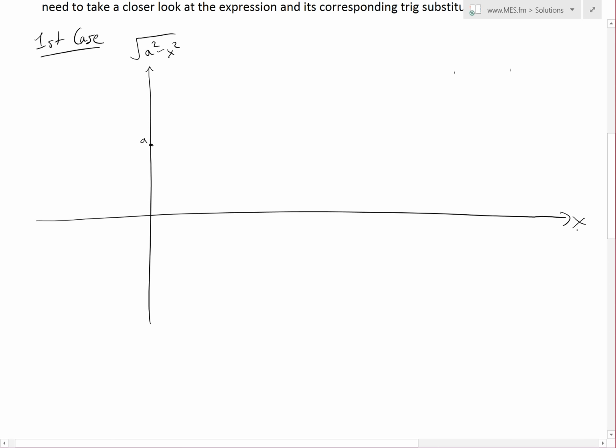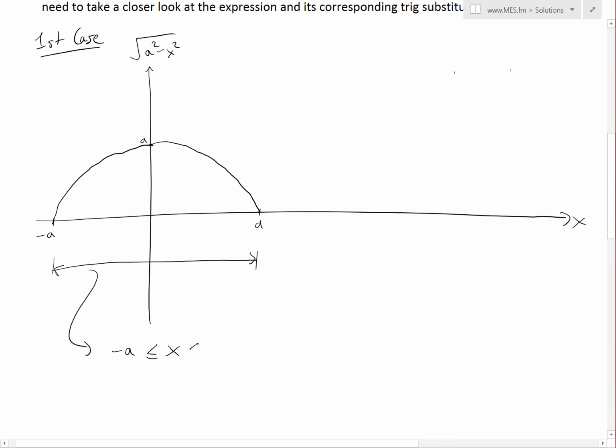If x is equal to a, plus or minus, because there's a square there, then this just cancels out. You'll have a squared minus a squared, which is 0. Likewise for negative a. So then it will end up being just a half circle like this. That's how it's going to look. And the domain in this case is going to be where x is greater than or equal to negative a and less than or equal to a.